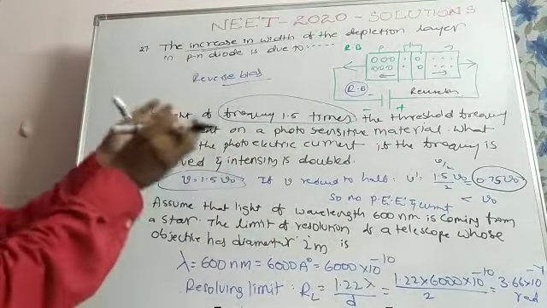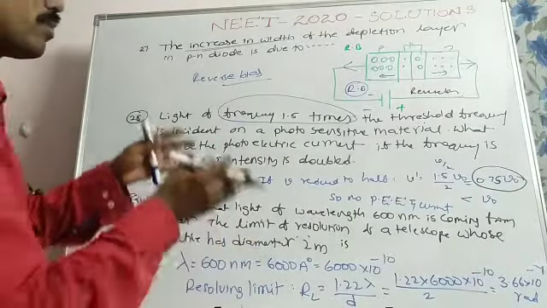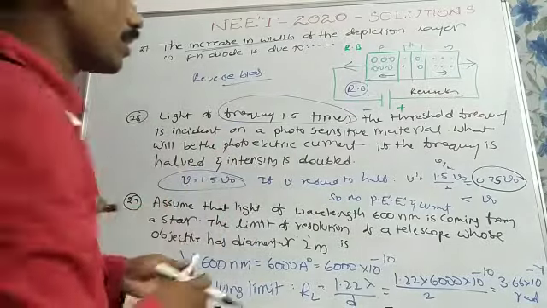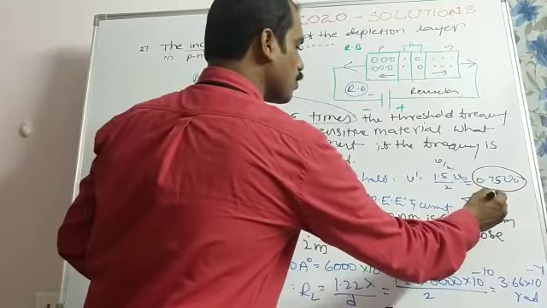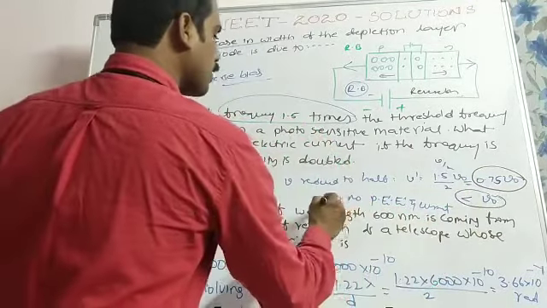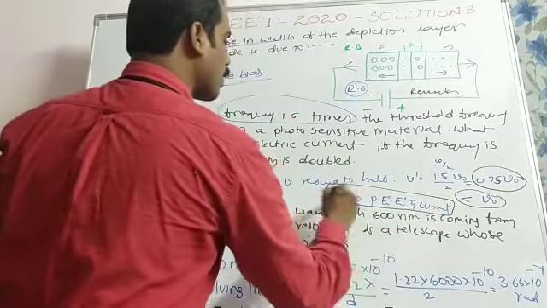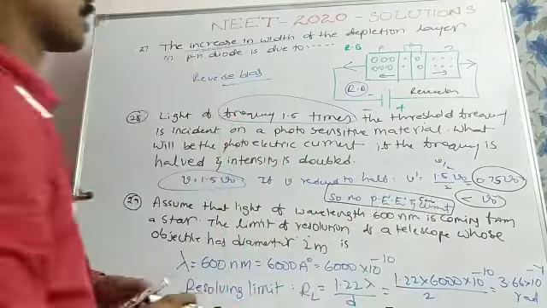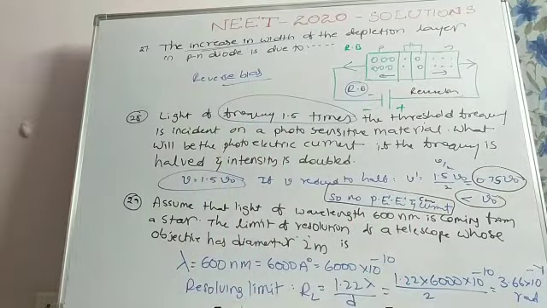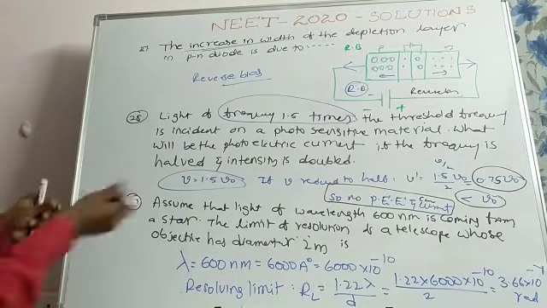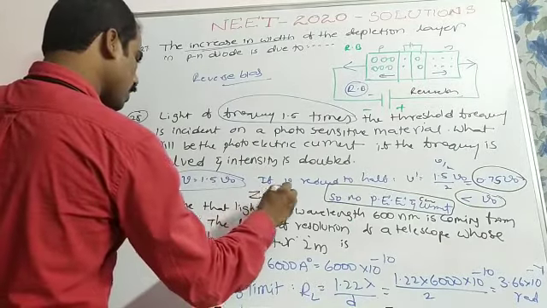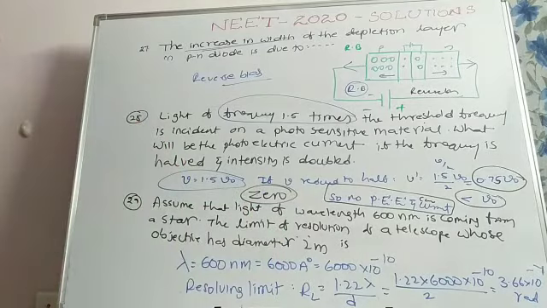That is the minimum frequency required to remove the photoelectrons from the photosensitive plate. But now the frequency offered is lesser than the threshold frequency. That's why there is no photoelectric effect as well as no photocurrent. So the answer will be 0 for question number 28.